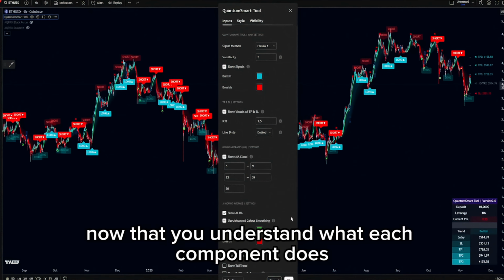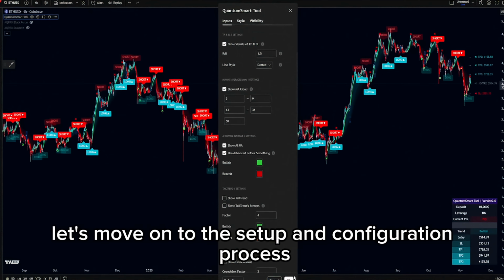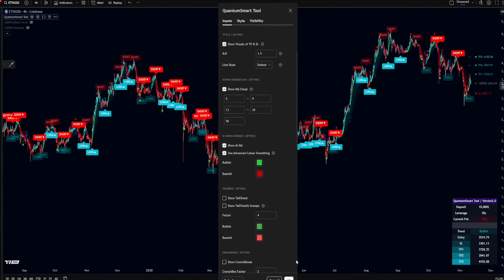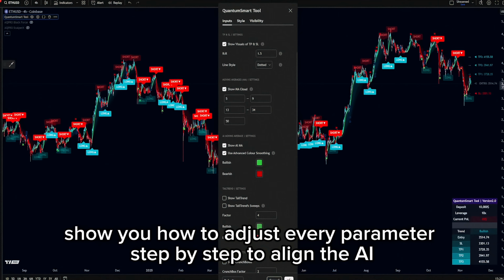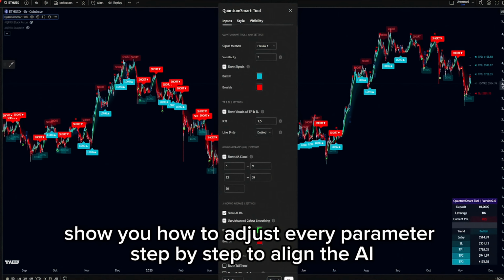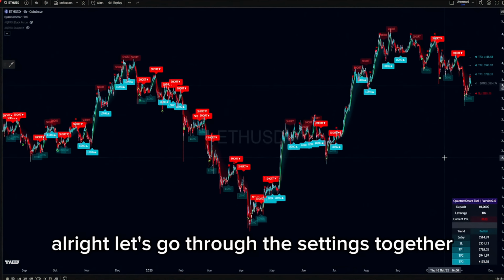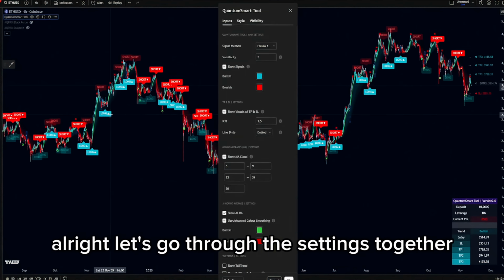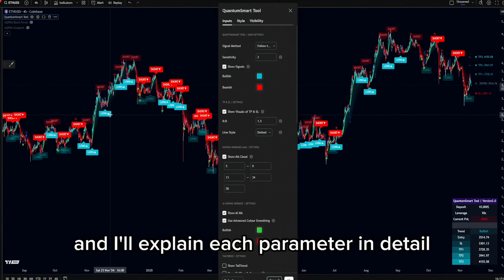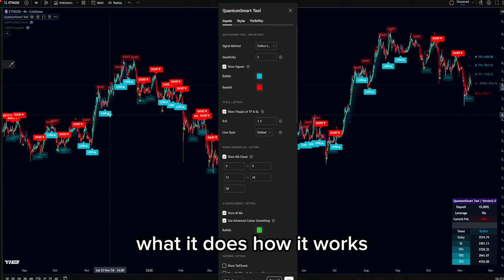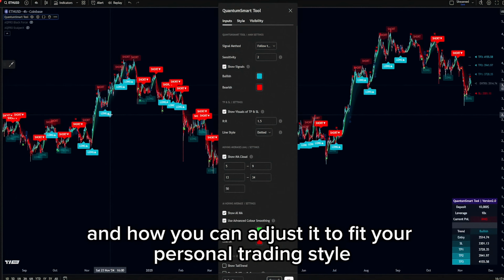Now that you understand what each component does, let's move on to the setup and configuration process, where I'll show you how to adjust every parameter step by step to align the AI Quantum Smart Tool perfectly with your personal trading strategy. All right, let's go through the settings together, and I'll explain each parameter in detail, what it does, how it works, and how you can adjust it to fit your personal trading style.